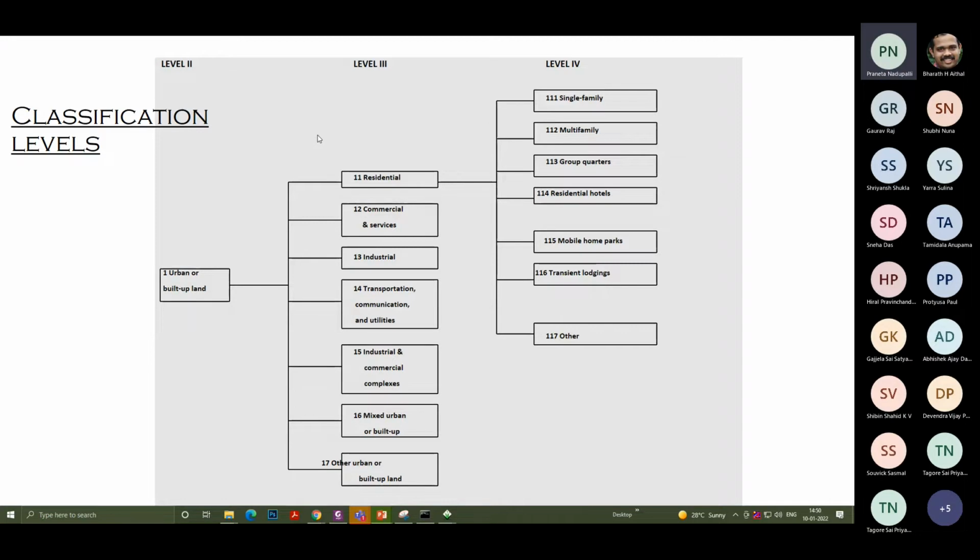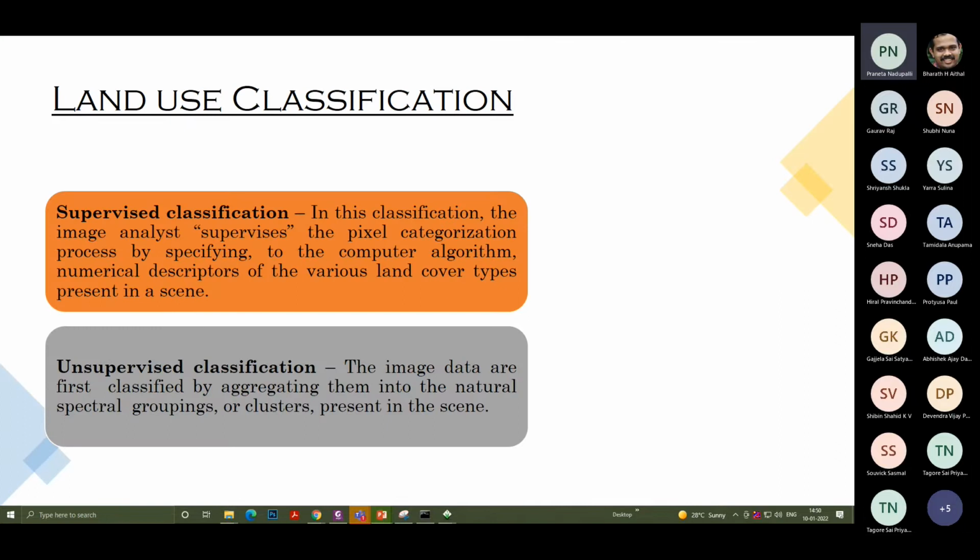Now this classification or the extraction can be done in two ways. One is the supervised classification. In supervised classification, basically the analyst or the person who is analyzing the image supervises the pixel and categorizes by the process of specifying to the computer what algorithm it wants and numerical descriptors of various land cover types present in the scene.